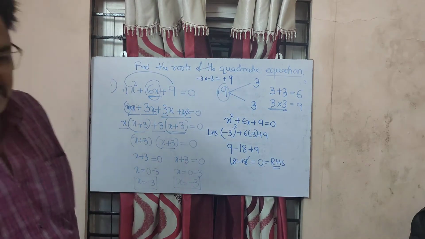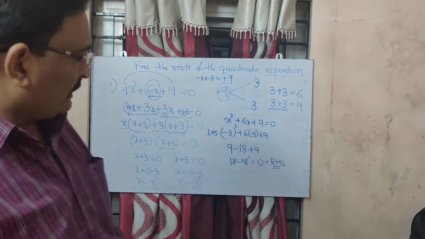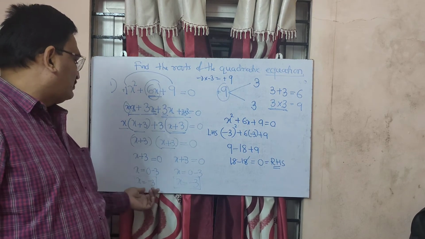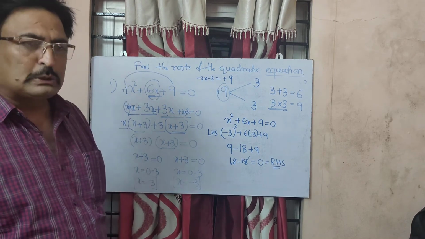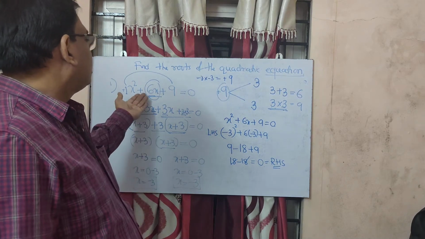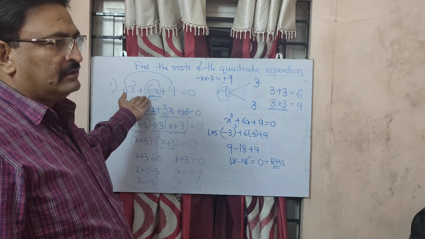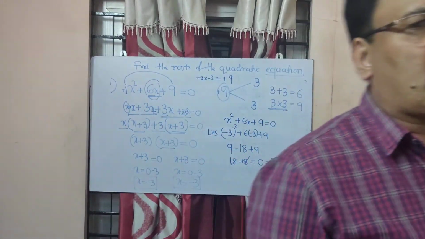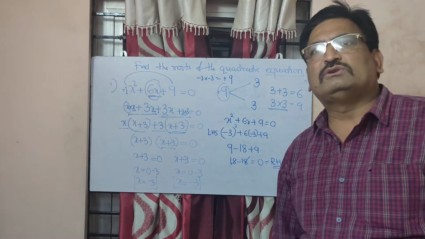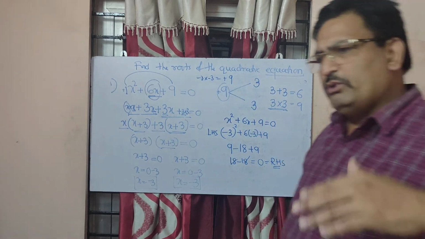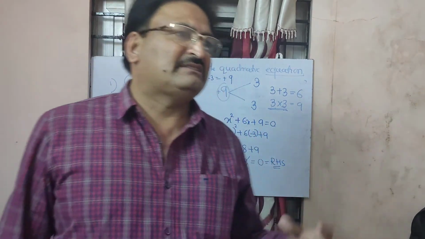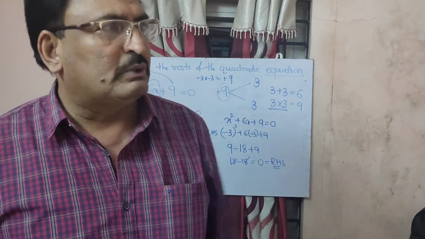So whatever we have found, x equal to minus 3 and x equal to minus 3, are the roots of this equation. In general, you can say these are the zeros of the equation. What do we mean by zeros? Zeros are the values which satisfy the given equation.